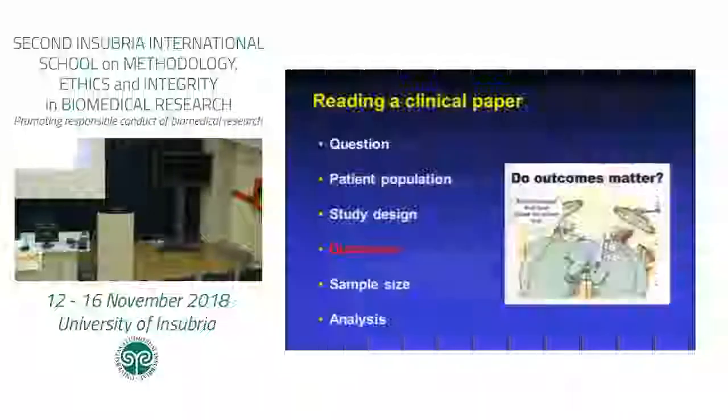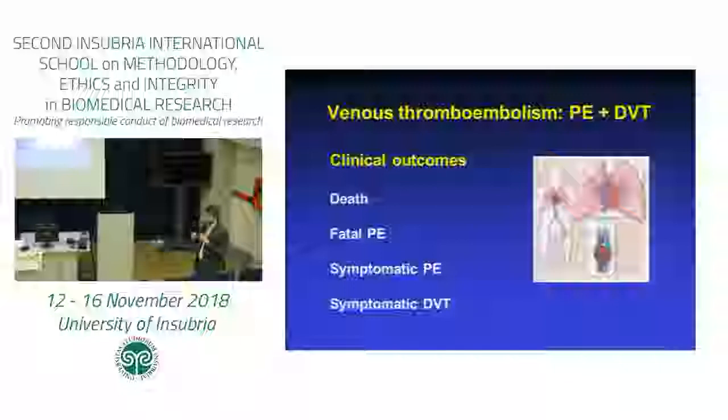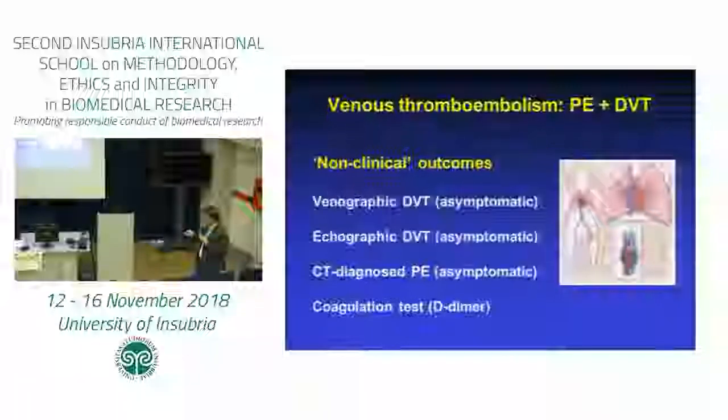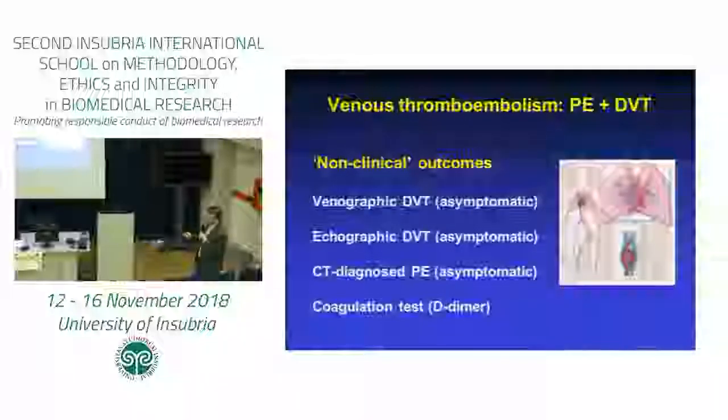Let's go on. Outcomes. It's important to recognize there are different ways to say, oh, this drug, this intervention, it's good or not. And there are two groups of outcomes, the clinical and non-clinical. That's an example for VTE. Clinical could be death, fatal PE, symptomatic PE, or symptomatic DVT. Non-clinical, you can have the venographic DVT asymptomatic, echographic DVT asymptomatic, CT diagnosed PE asymptomatic, or you can use a coagulation test such as D-dimer.